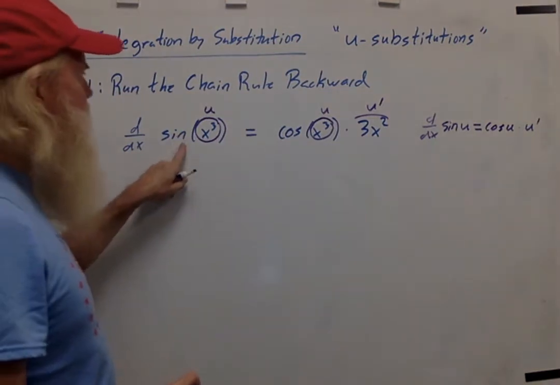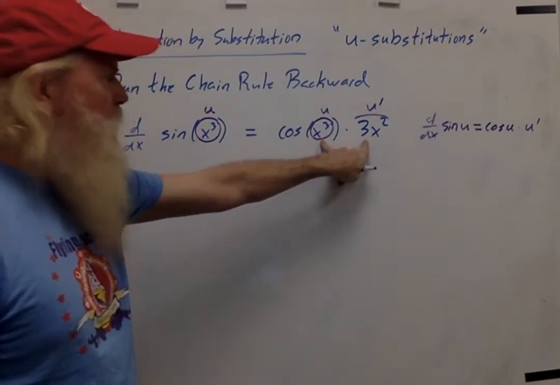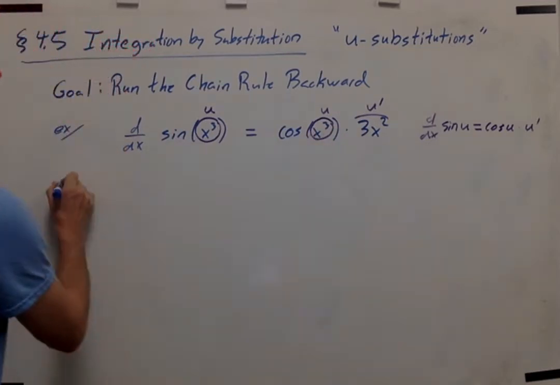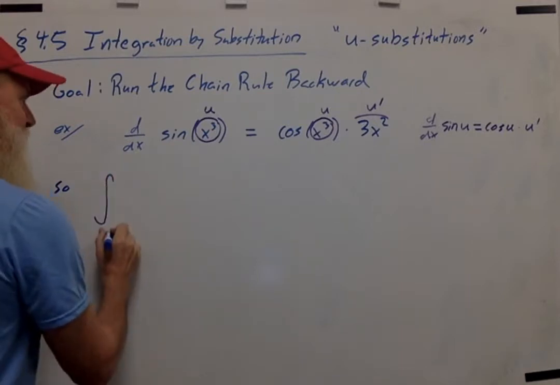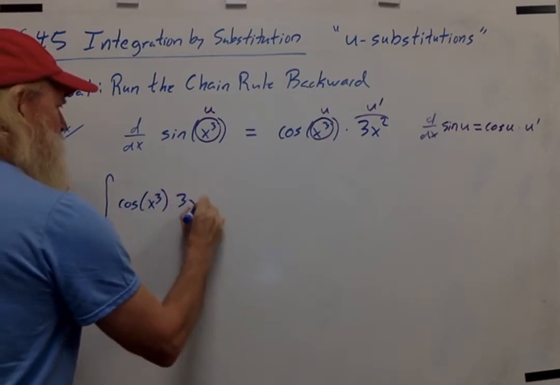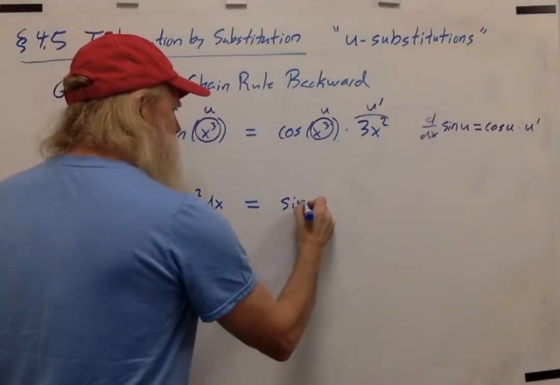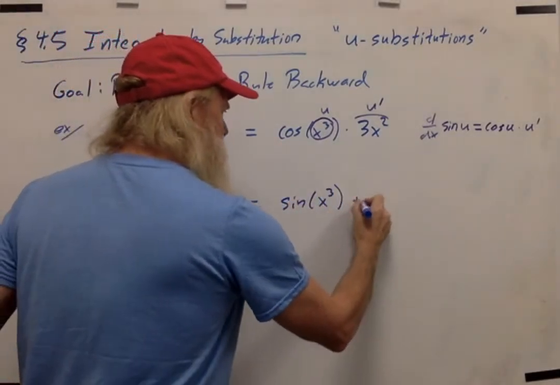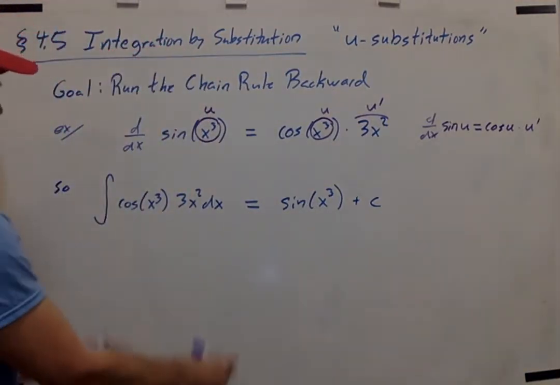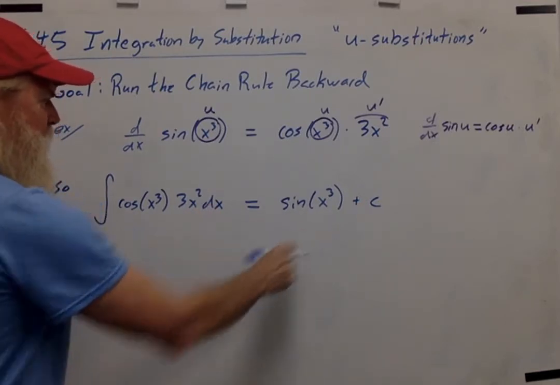But if the derivative of sine of x cubed is cosine x cubed times 3x squared, then that means that the antiderivative of cosine x cubed times 3x squared is equal to sine of x cubed. So the antiderivative of cosine of x cubed times 3x squared dx has got to equal sine of x cubed plus c. So when doing U substitutions, we want to know how to recognize something that looks like this as an antiderivative that looks like this.